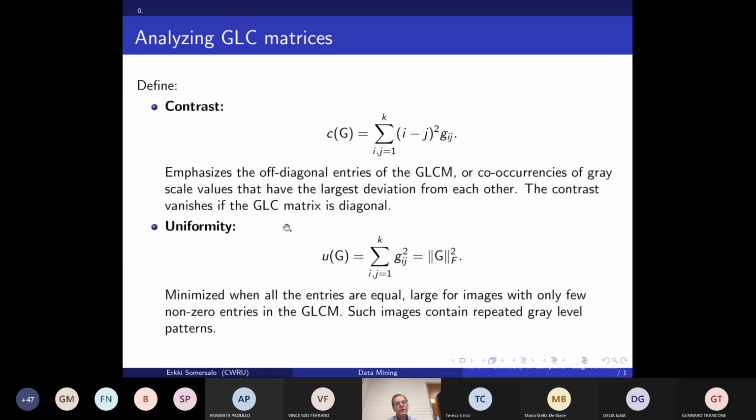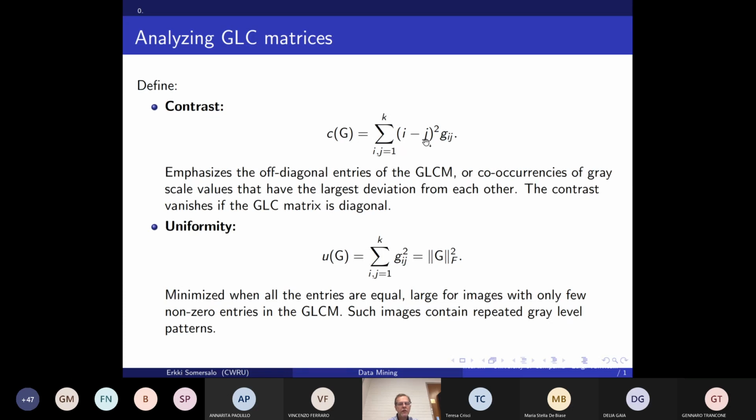Now, once you have this gray level co-occurrence matrix, if you want to analyze it, there are a couple of numbers that people have defined to analyze those co-occurrence matrices. One is called the contrast. So you have the G matrix. So now you can calculate the sum over all pixels multiplied by (i minus j) squared.